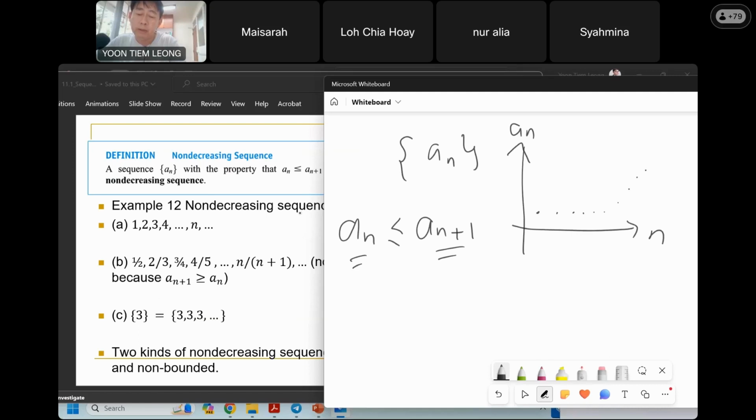If it's not increasing, it must at least stay constant. So a non-decreasing sequence will not have a term that becomes lesser. This would not happen. All the terms in the sequence, or the next term in the sequence, will either be equal to the term before it or larger than the term before it.